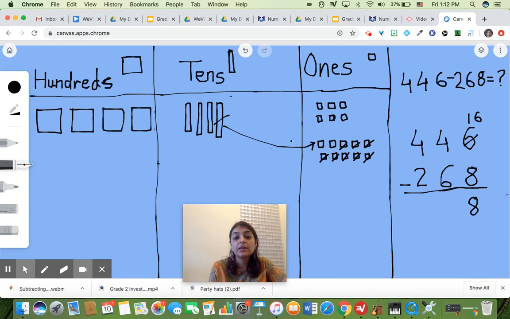Now, let's see how many tens are there. We have 3 tens. We know that the number on top, 3, is smaller than 6, so it definitely needs regrouping. We will regroup one of the hundreds into 10 tens.